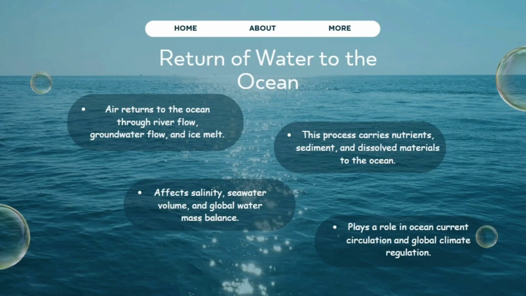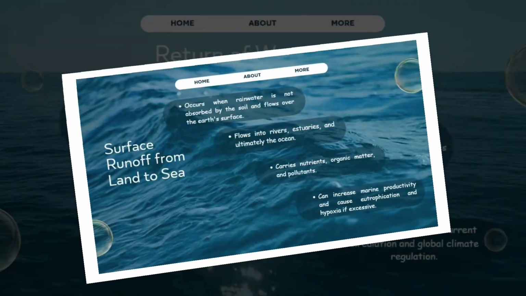Water returns to the ocean mainly through rivers, groundwater flow, and melting of ice. In oceanography, this process is important because the returning water carries nutrients and sediment into the ocean. This input can affect seawater salinity and ocean circulation, and also support marine life and global climate regulation.